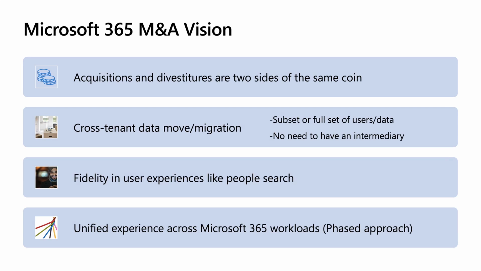First of all, functionally speaking, acquisitions and divestitures are the two sides of a coin. They have common end-user expectations and business lifecycle processes for admins to be able to address them. They also require common capabilities in the Microsoft 365 platform. Second of all, it's really about data move across two tenants, from source to destination. A subset of users and data need to be moved across the tenants, and to achieve better throughput, we aim to not require any intermediary to move the content across the tenants.